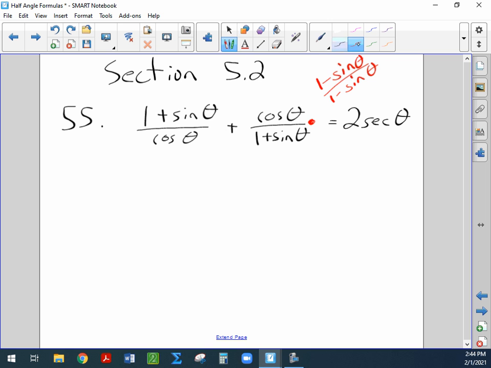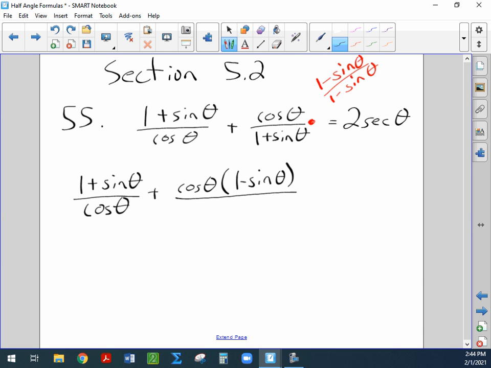So my first fraction stays the same, 1 plus sine theta over cosine theta, plus I'm going to get cosine theta times 1 minus sine theta, and I don't want to distribute that yet. I want to see what happens with the factors. On the denominator, I'm going to get, distributing, 1 times 1 is 1. The minus sine thetas and plus sine thetas will cancel, and then minus a sine squared theta. So that conjugate idea gives me then a Pythagorean.